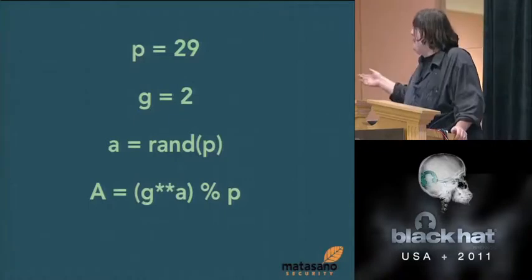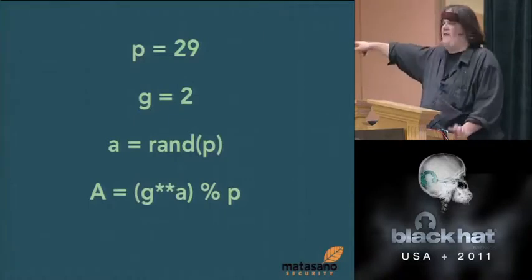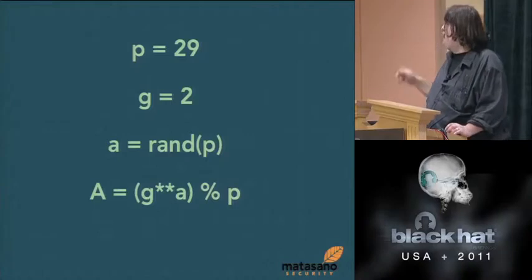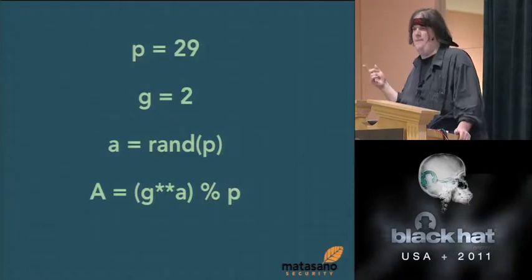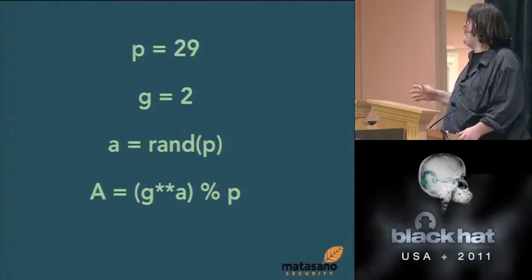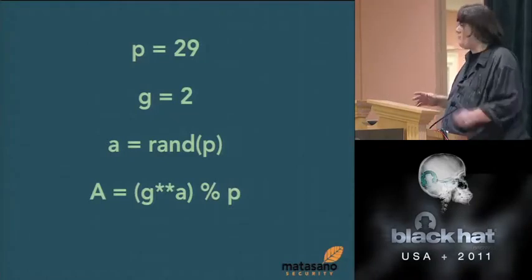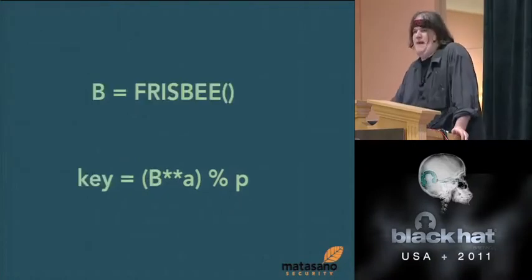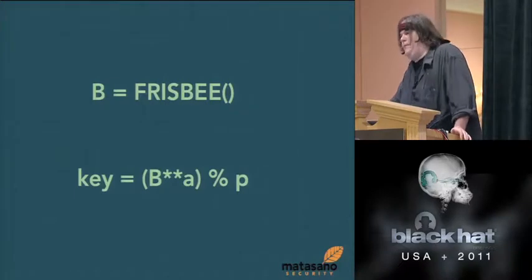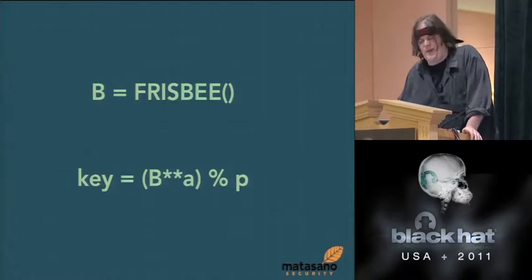Then you generate a public key, which is simply G raised to the power of a modulo P. So it would be 2 to the 29th power mod P. Mod P just means it wraps around every time it hits P. And what you've done there is generate a public and private key pair. Theoretically, I threw you a Frisbee, and that Frisbee had a number on it, uppercase B, which is my public key. You have your lowercase a, your private key, and your uppercase A, your public key.